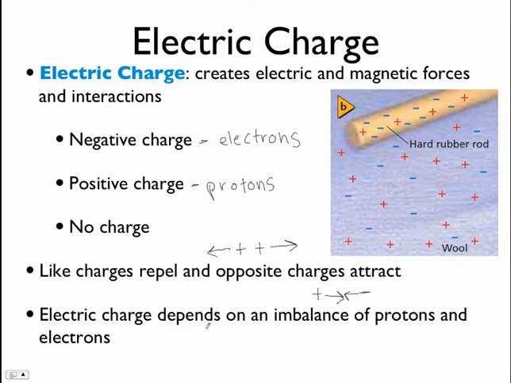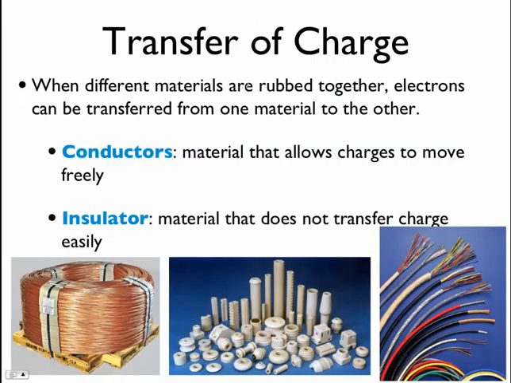And then electric charge depends on an imbalance of protons and electrons. Because remember, if you have the same amount, then you have no charge. And so the electric charge is the imbalance, whether it's like this side of the rod is positive and this side is negative, or an actual different amount. So when different materials are rubbed together, you can actually transfer electrons from one material to the other.